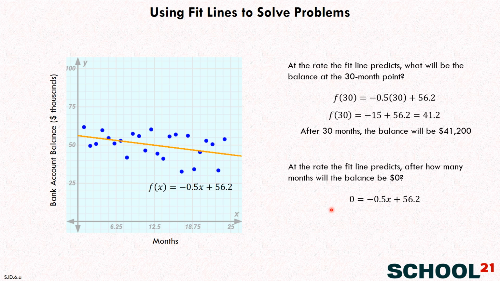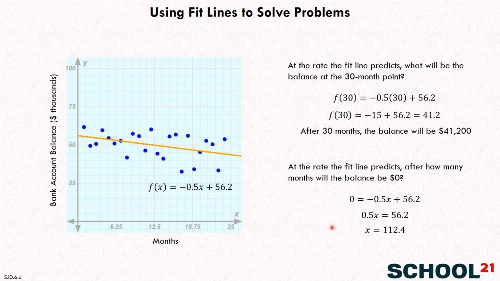Yeah. Okay, so then we can add 0.5x to both sides so that we get rid of it on the right side and it comes over here to the left side, and that equals 56.2. And then if we multiply both sides by 2 or divide by 0.5, we'll get x equals 112.4.